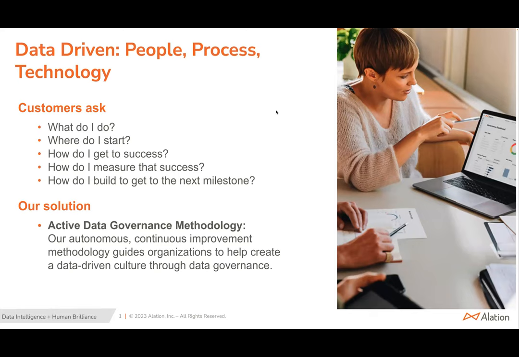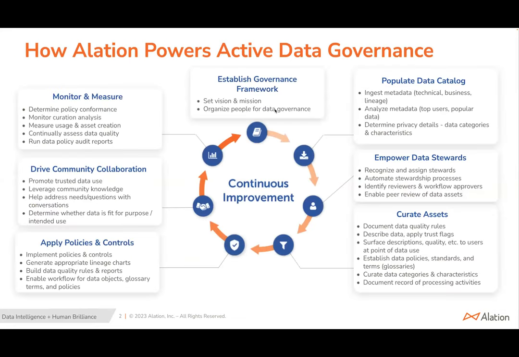So at Alation, we came up with what we call our active data governance methodology. It's an autonomous continuous improvement methodology guiding organizations to help create a data-driven culture through data governance. We often refer to this as our governance wheel. The first part is having a governance group established. To get started, it's best to pick a use case that will have positive business outcomes, something the business is looking for, instead of trying to grab all of your data and catalog it within your organization.